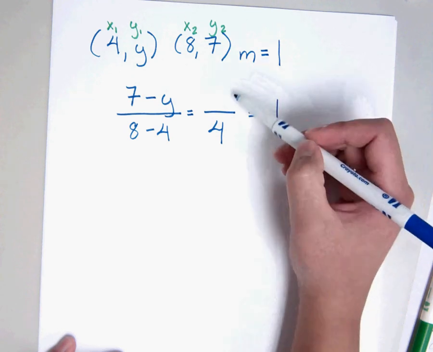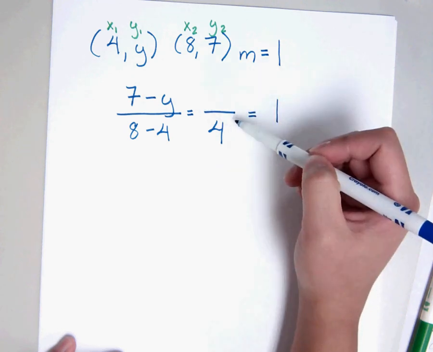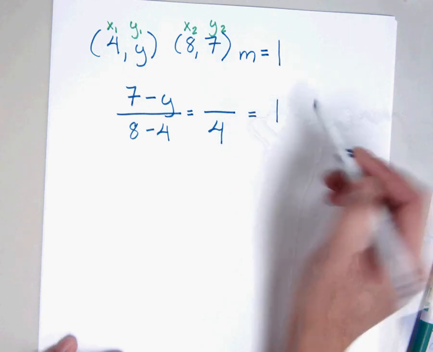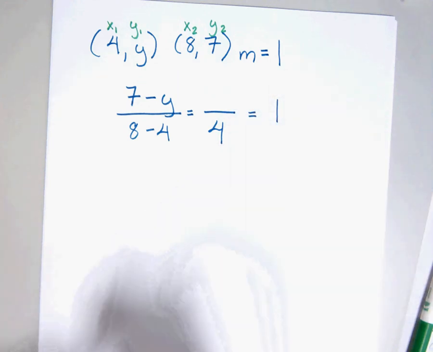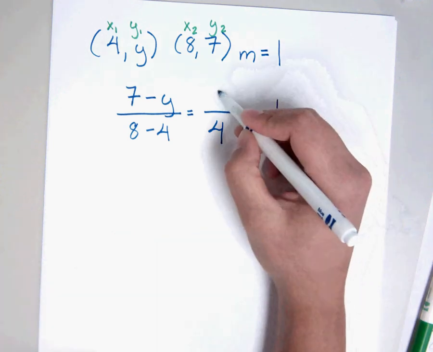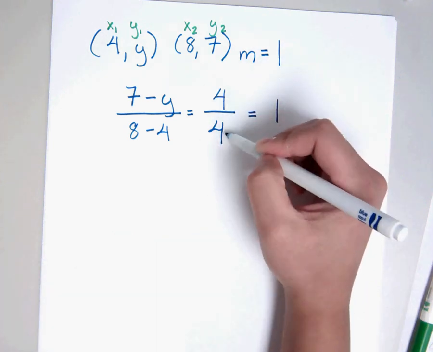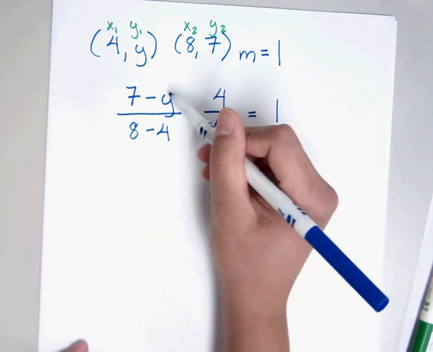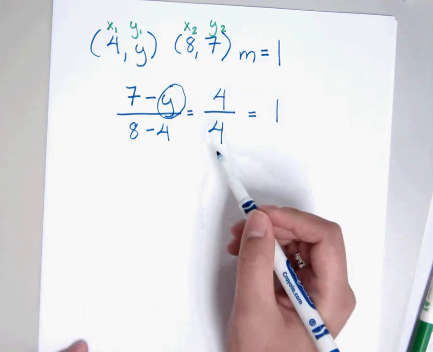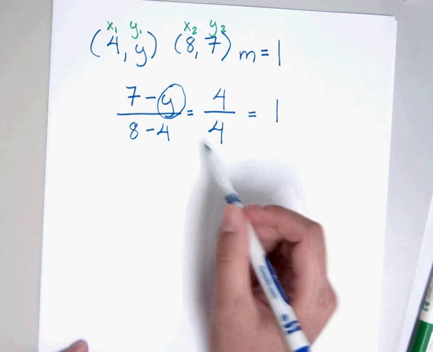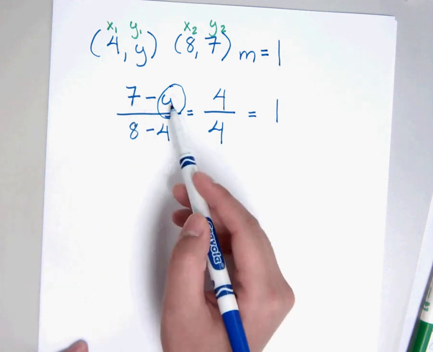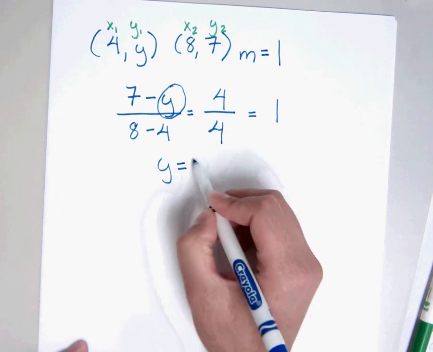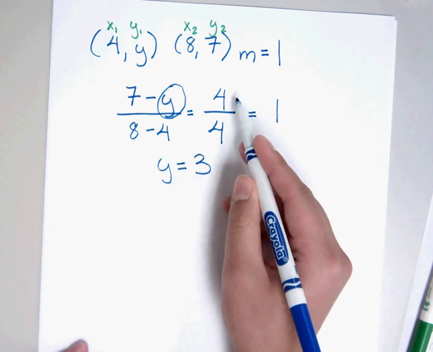Well, let's think about it. Fractions are like division problems. What can we divide by 4 and make it equal to 1? You said 4, you're right. 4 divided by 4 is 1. So now that's going to help us find out what this missing number is. Okay, well, 7 minus what equals 4? 7 minus 3 equals 4.